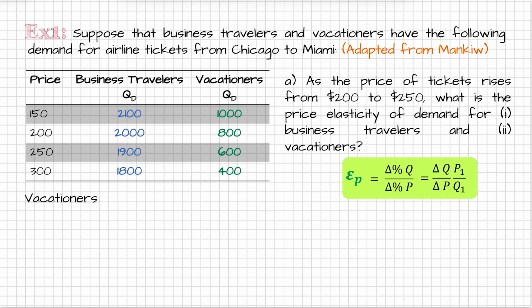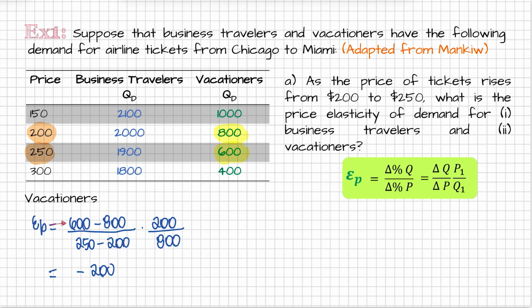Now, for vacationers, when the price increases from $200 to $250, the quantity demanded falls from 800 tickets to 600 tickets. Delta Q is 600 minus 800, final value minus initial value. Delta P is 250 minus 200, final value minus initial value. P1 is the initial price, 200. Q1 is the initial quantity demanded, 800. So delta Q is equal to minus 200, and delta P is equal to 50.